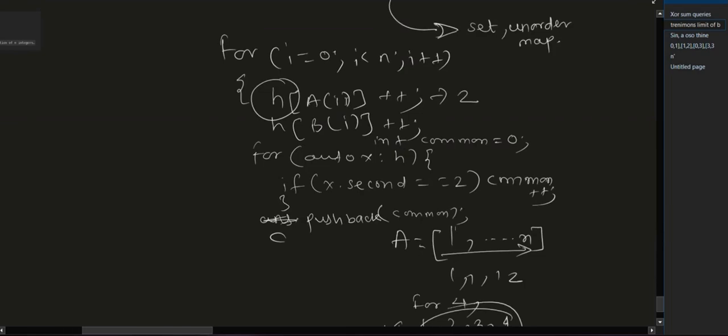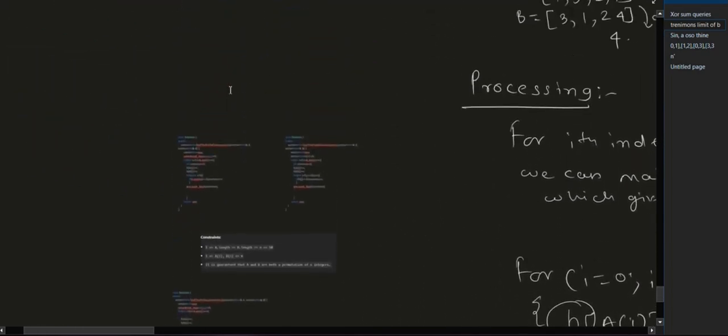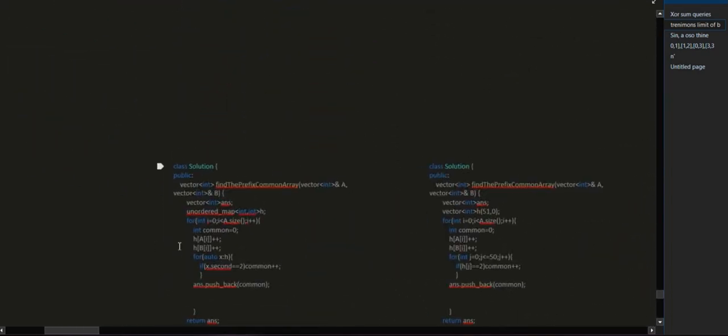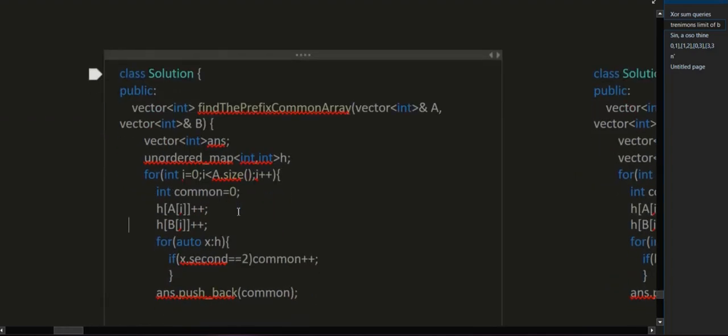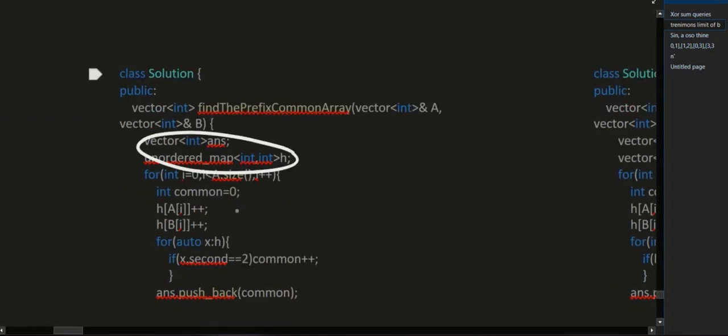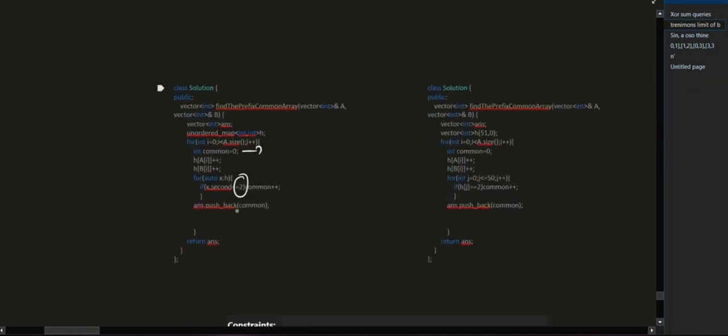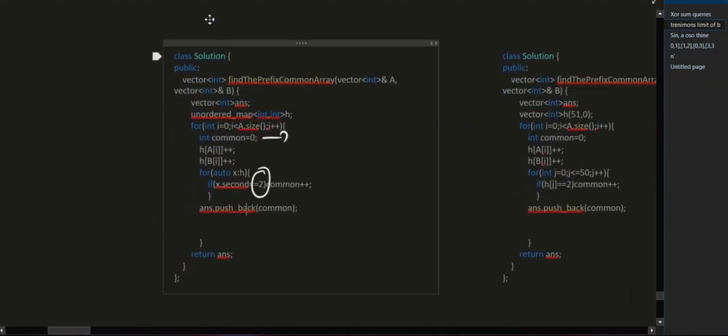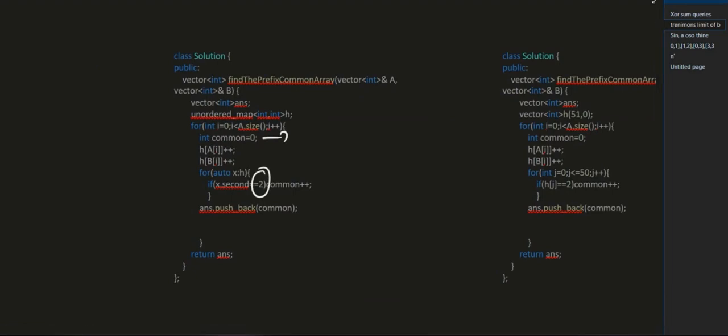So let's see the code for it. This is the code which I was explaining. Initially take an unordered map in order to store the elements, and then while processing the whole size, maintain a common variable to find all the common elements up to the ith index. Then iterate through this map, and whenever the count is 2, we increase the common count and then push it into the array, and then I'm returning this array. This was my first approach.